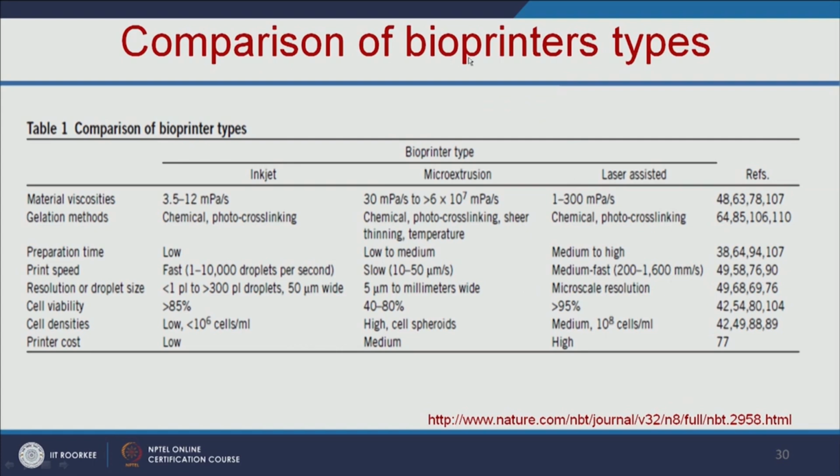Let us see the comparison of bioprinter types. It depends on the organ which you want to print, and also on the material. So you have to select the suitable bioprinter, and each has its own advantages and disadvantages. For example, in case of cell viability, the laser assisted bioprinter has more cell viability, and in case of printing speed, the inkjet printer is very fast compared to the other two types. In case of printer cost, the inkjet printer is low, the micro extrusion is medium, and the laser assisted printer is very high. So you have to select the bioprinter according to the type of organ which you want to print.